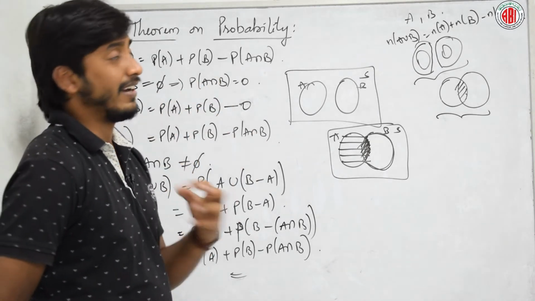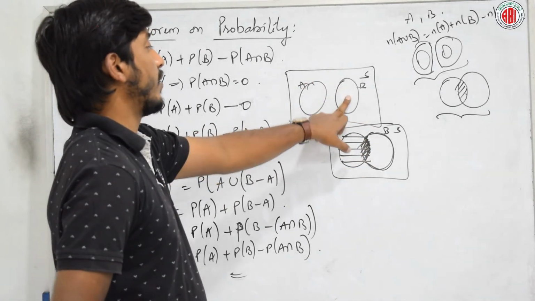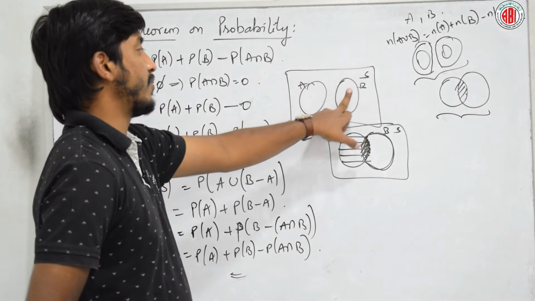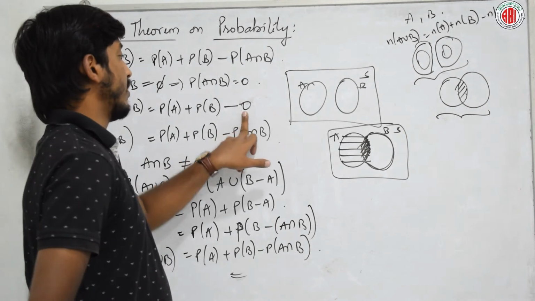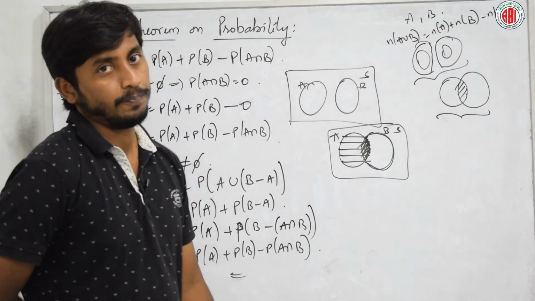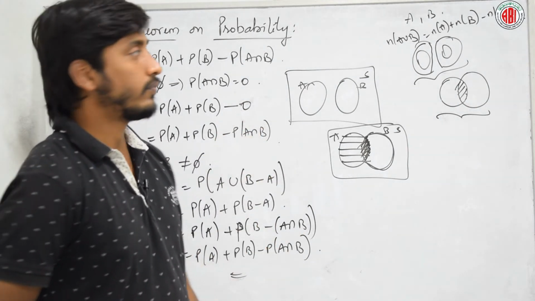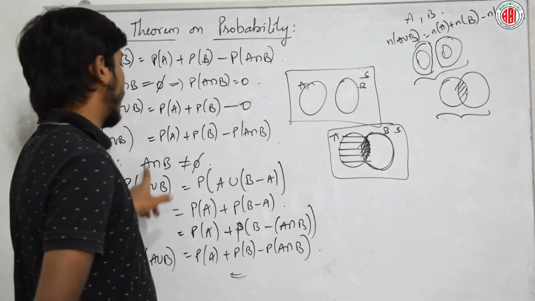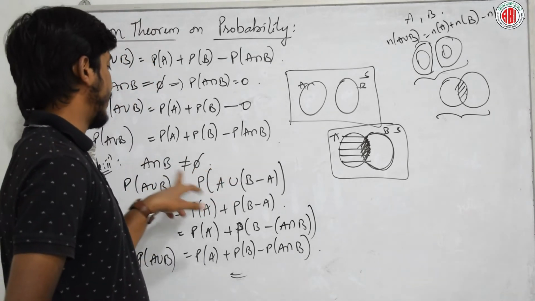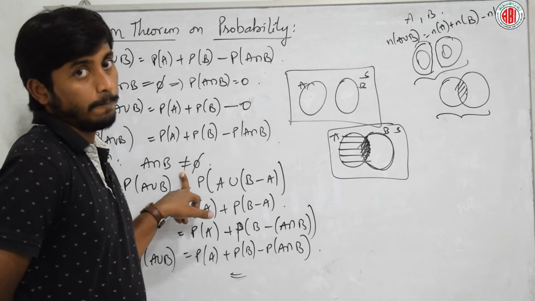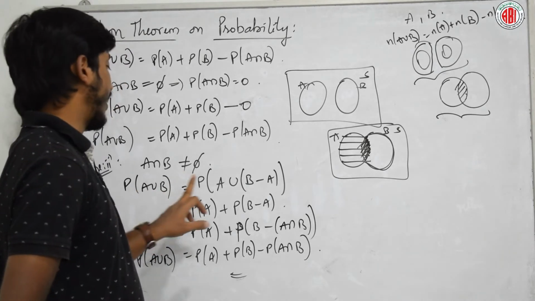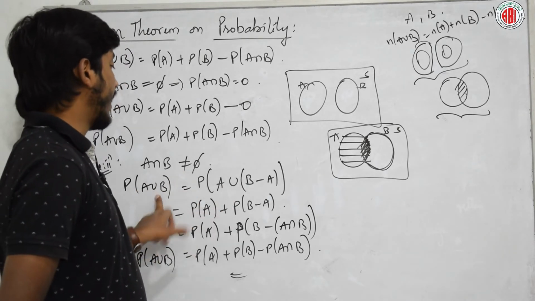So I can simply write it as the probability of A union B is nothing but probability of A plus probability of B minus P of A intersection B. Isn't it? Fine. The next thing, they are intersecting. So let us say A intersection B is nonempty.